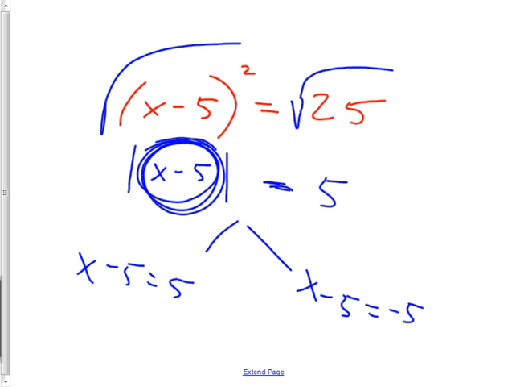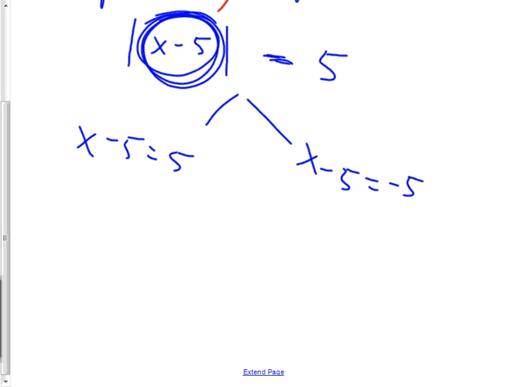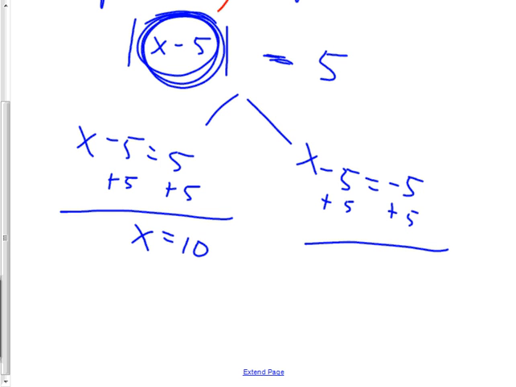Okay, get going. Hurry up. All right, now I'm going to add 5 to both sides. I get x equals 10. Add 5 to both sides, and x equals 0. Do you get how, if I put in a 0 right here, I would get the right answer? The absolute value of negative 5 would be 5. And if I put a 10 right here, do you get how I would still get 5? It works.